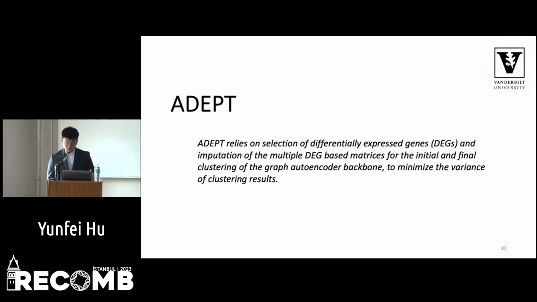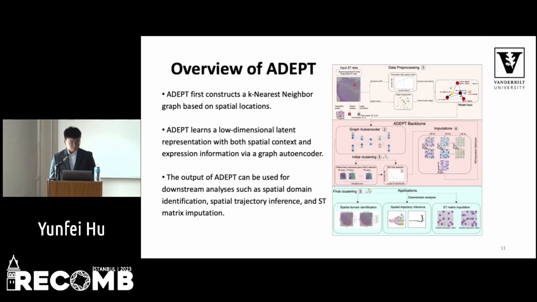And to deal with this kind of dropout events, to control dataset quality and also harness spatial context and transcriptional profile in ST data, we developed a graph-based multi-stage framework for robust clustering called ADEPT here. So basically, our method relies on the selection of differentially expressed genes and imputation of the multiple DEG-based matrices for the initial and also the final clustering of the graph autoencoder backbone, just to minimize the variance of the clustering results. And we're gonna introduce the method next.